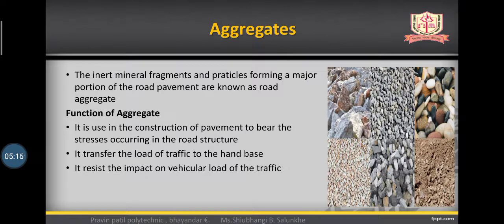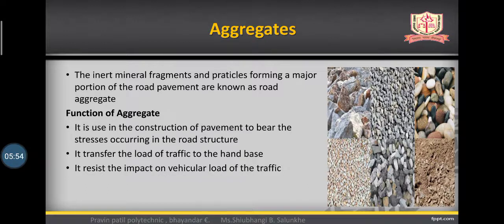Now, aggregate. What is aggregate? The inert mineral fragments and particles forming a major portion of the road pavement are known as road aggregate. It means it is an inert mineral fragment, made by deforming or crushing a big size stone, and whatever small size stone we get by crushing or deforming a big size stone is known as the aggregate.